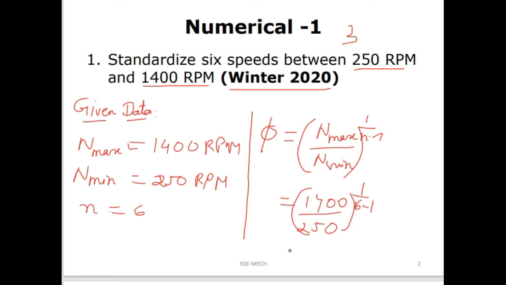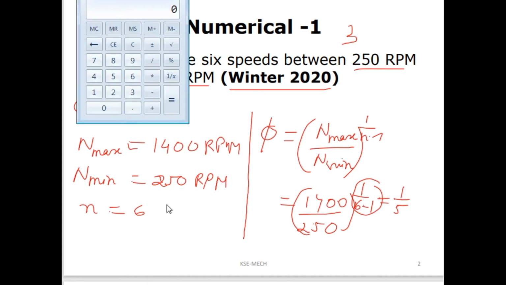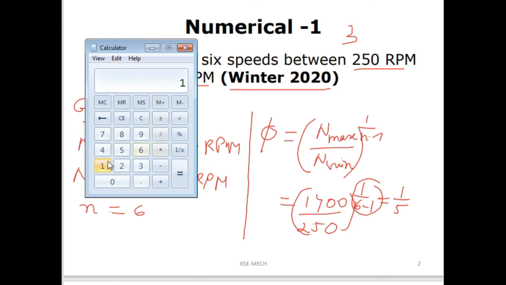Now try to solve this with your calculator. The power will come to 1 upon 5, and 1 upon 5 means we have to calculate the fifth root of whatever value comes from 1400 divided by 250. If we solve that on a numeric calculator, here I am showing you the virtual calculator, 1400 divided by 250, using your scientific calculator, the answer will be 5.6.